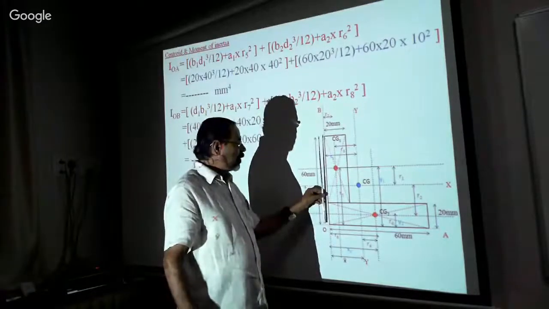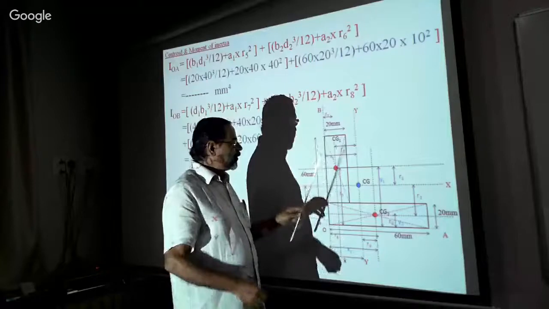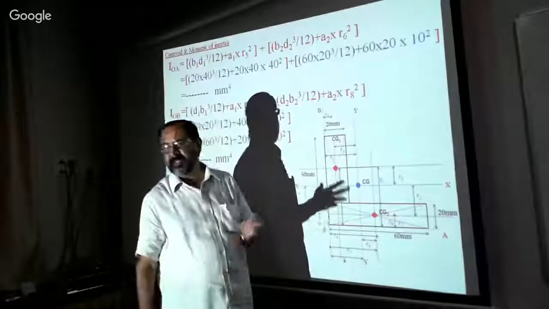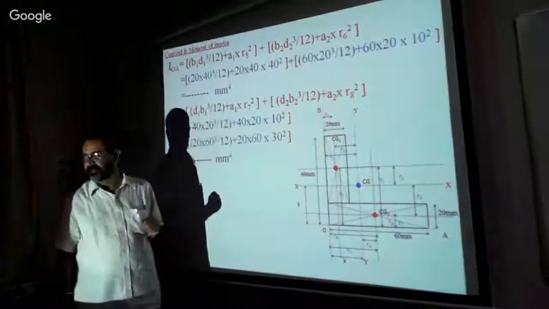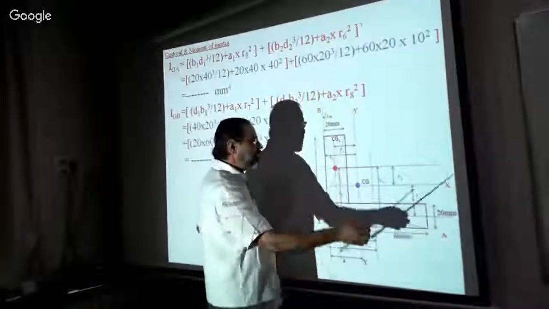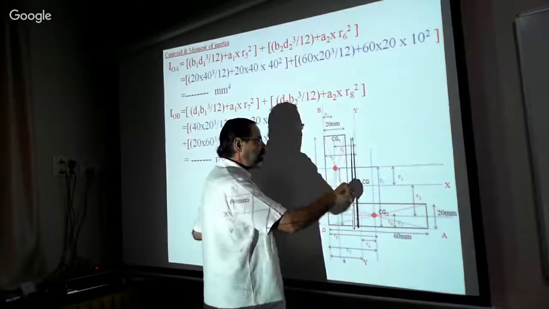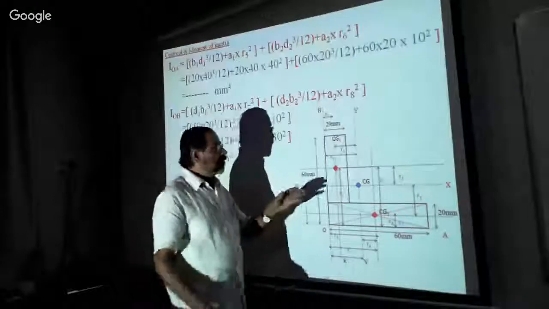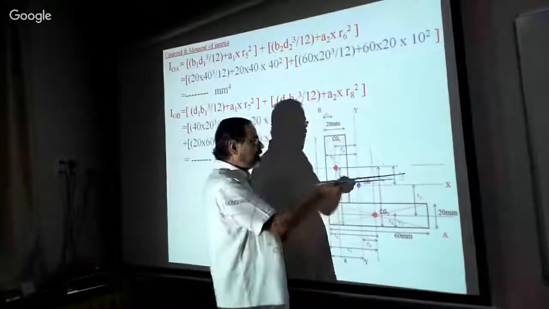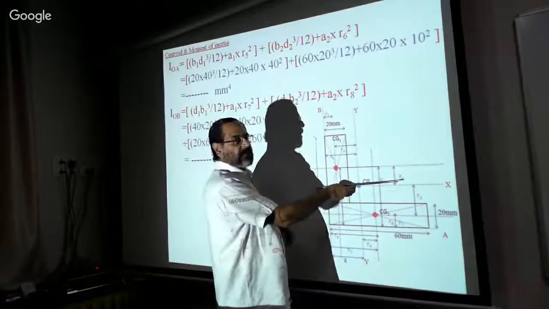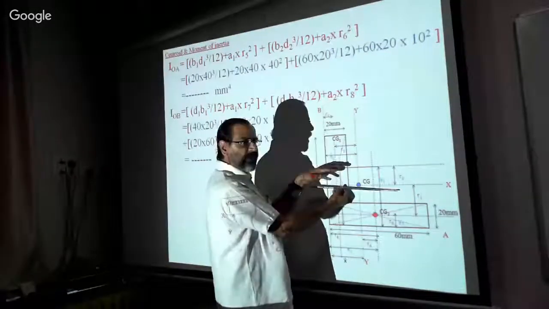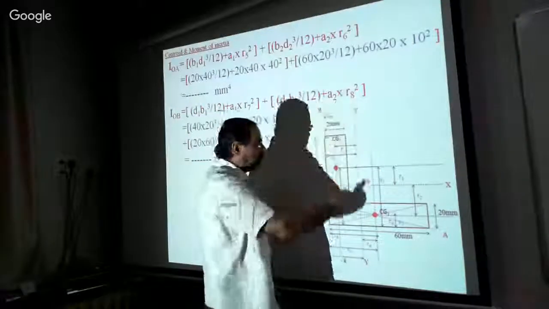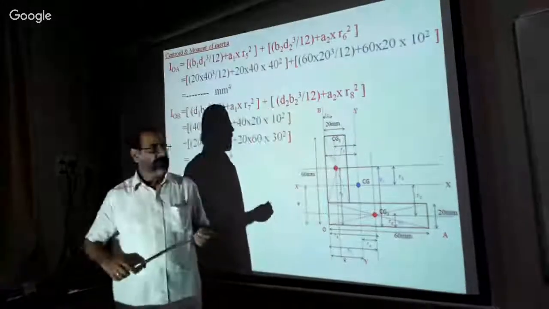If you calculate the moment of inertia about OA or about OB, you should get the same answer. The moment of inertia of this angle section about the x-axis and about the y-axis is also the same because it is an equal angle. It means when you apply a force on this, how the section behaves with respect to this axis, and with respect to the y-axis, right? This is what I want to say.